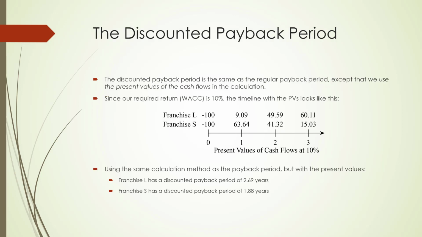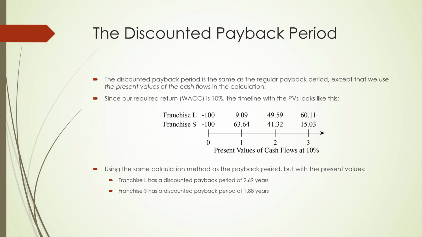but it should never be the primary technique that you use. Now, I mentioned one of the problems with the payback period is that it ignores the time value of money. So we can fix that actually pretty easily. All we have to do is calculate the payback period using the present values of the cash flows, discounted at our weighted average cost of capital. So if we do that, we end up with something that's known as the discounted payback period.